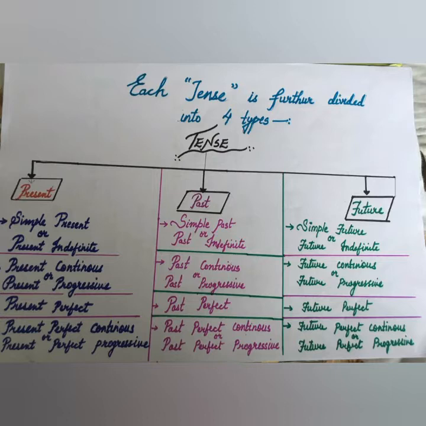particular tense. Similarly, past tense is simple past or past indefinite, past continuous or past progressive, past perfect, and then past perfect continuous or past perfect progressive tense. Similarly, in the future tense you have simple future tense, which is also called future indefinite tense, future continuous, which is also called future progressive tense. Then you have future perfect and then future perfect continuous or future perfect progressive tense.